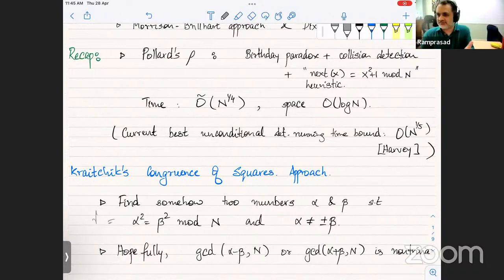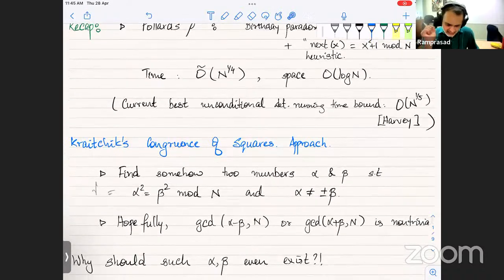The goal is to find these alphas and betas such that alpha squared and beta squared are identical, in the hope that once you find them, you will be able to pull out a factor. How do you pull out a factor? You use the fact that alpha squared minus beta squared is now 0 mod n. And alpha squared minus beta squared nicely factorizes into alpha minus beta times alpha plus beta. Therefore, the hope is that one of these GCDs is non-trivial. That's the general approach. For all the modern algorithms, it's really a question of how you do the first part. That's the crux of it: how do you find these alphas and betas?